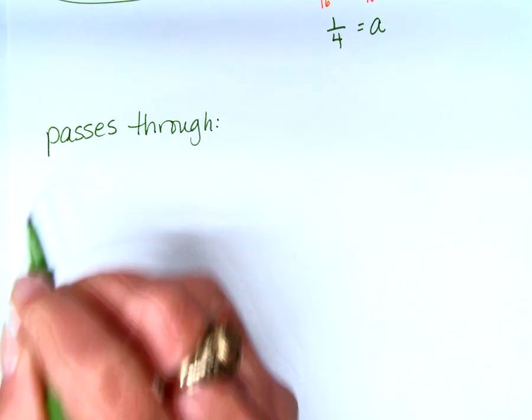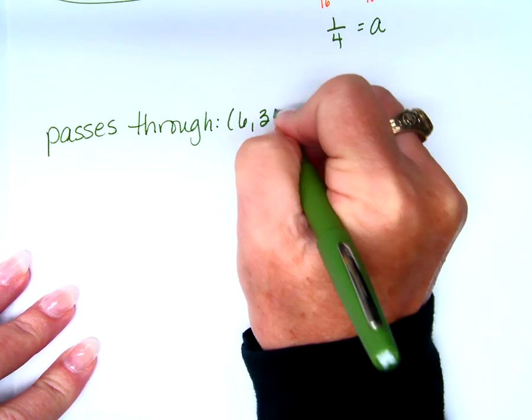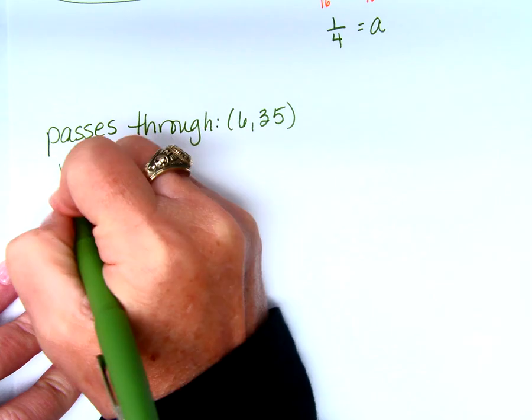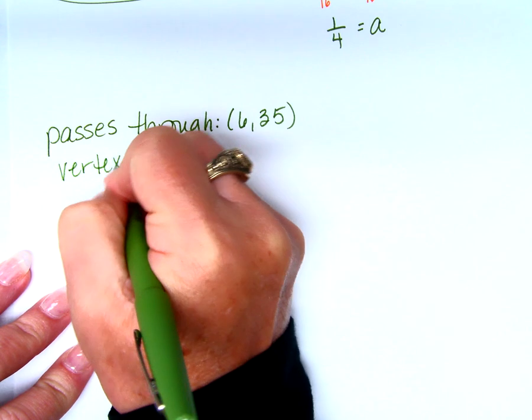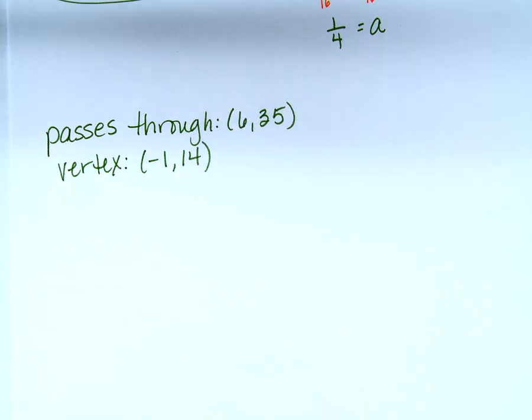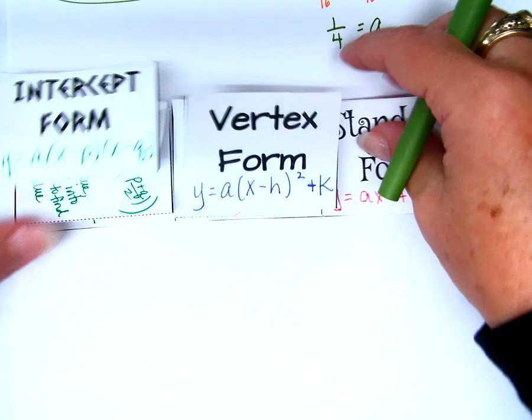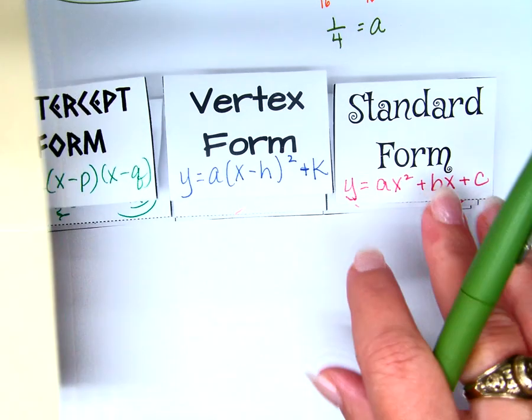This time I'm telling you that the point it passes through is (6, 35), and the vertex is (-1, 14). So first decision I have to make is what? Yeah, which one to use, right? What are we using?